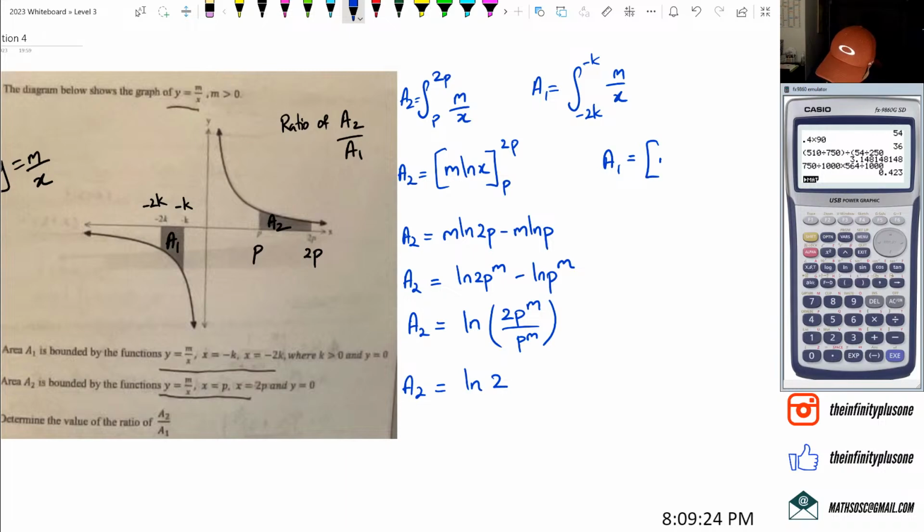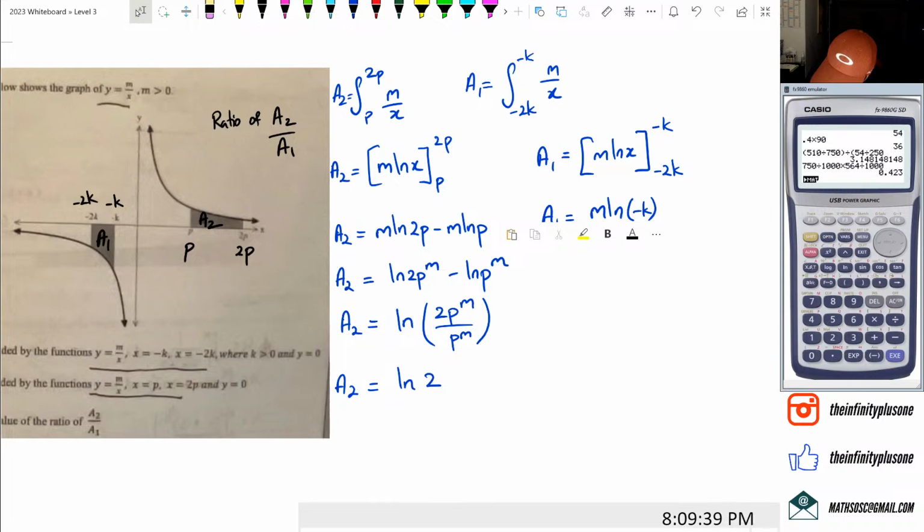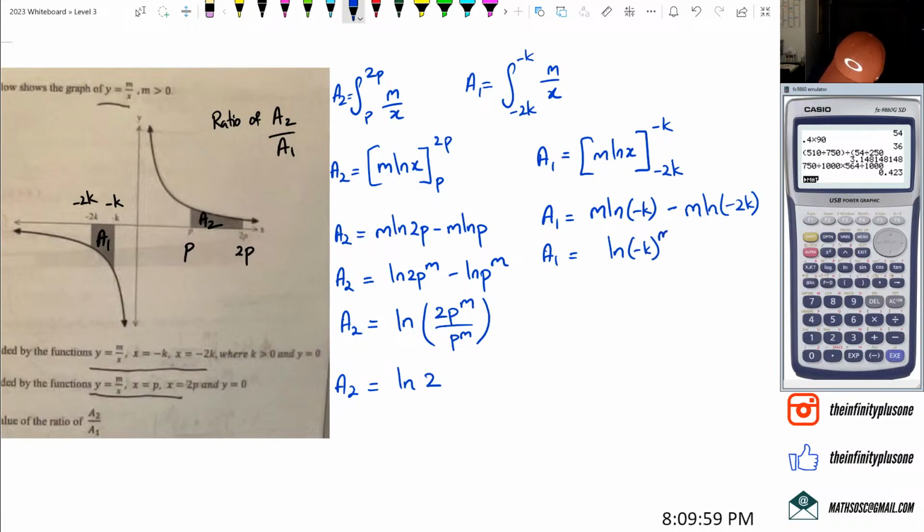So next one, I've got m ln of x between minus k and minus 2k. So then a1 is equal to m ln of negative k. Here's where I'm going to get stuck. I feel it. Minus m ln of negative 2k. So I'm going to pretty much follow the same rule. So m ln, no, I'm going to get rid of the ln, negative k to the power of m.